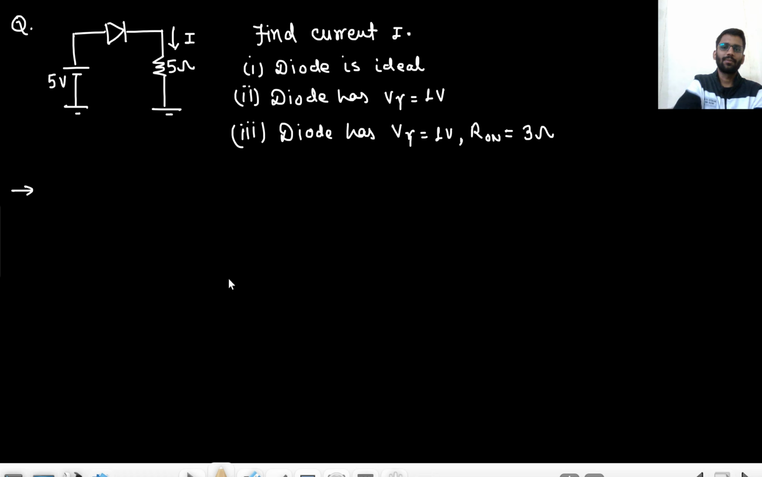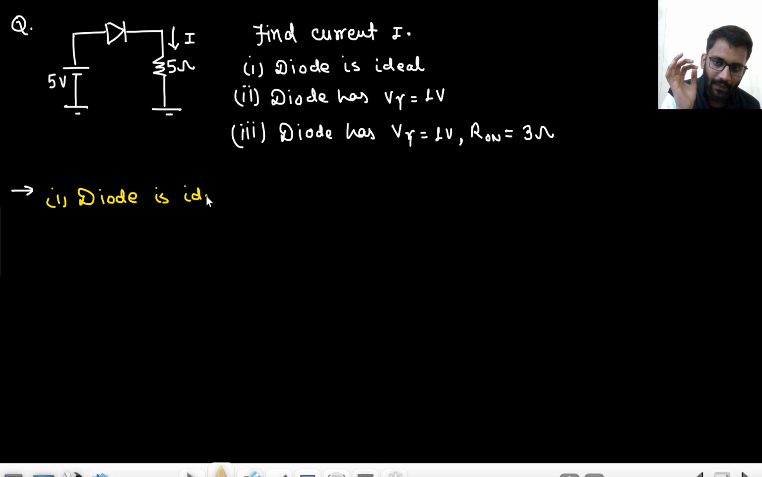Let's solve some problems. You have to find current I when the diode is ideal. When the diode is ideal, what will happen? If it turns on, it will be replaced with short circuit. If it turns off, it will be replaced with open circuit. So let's just apply the short circuit test.